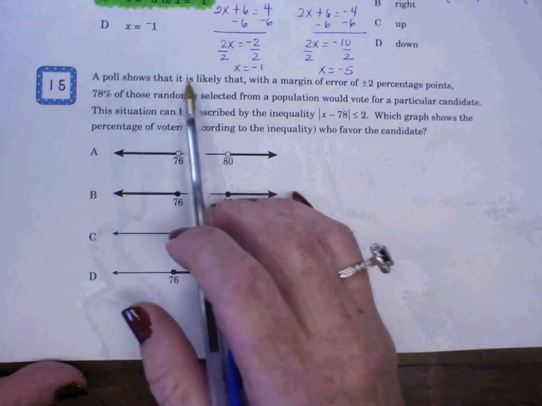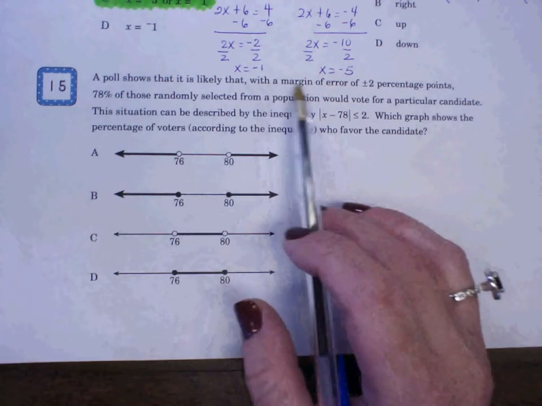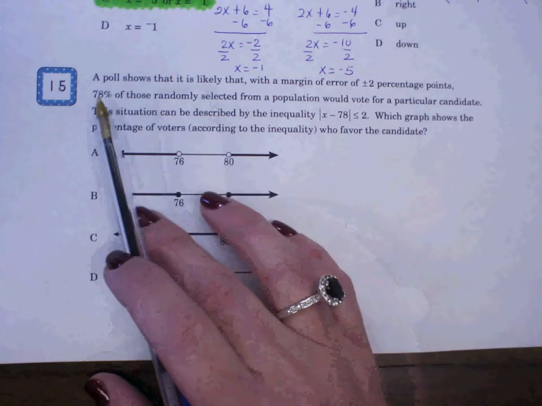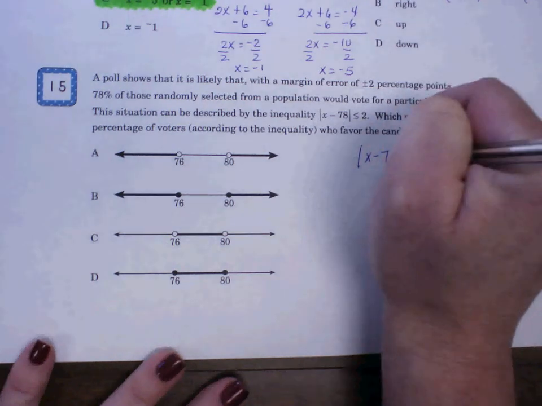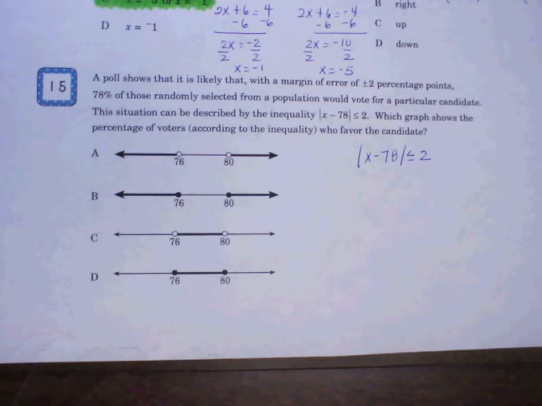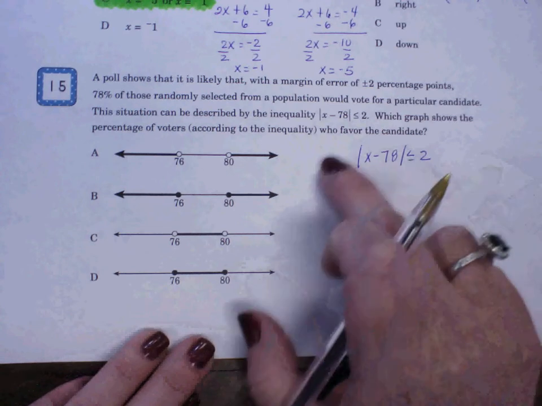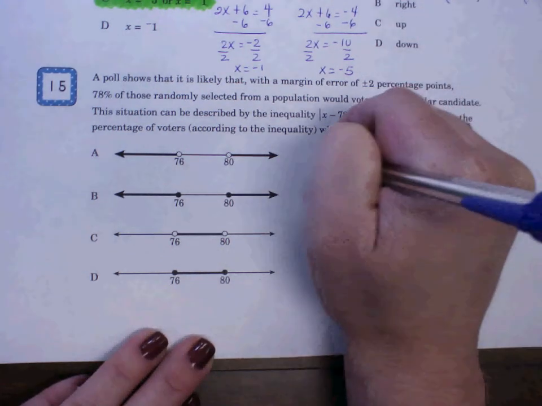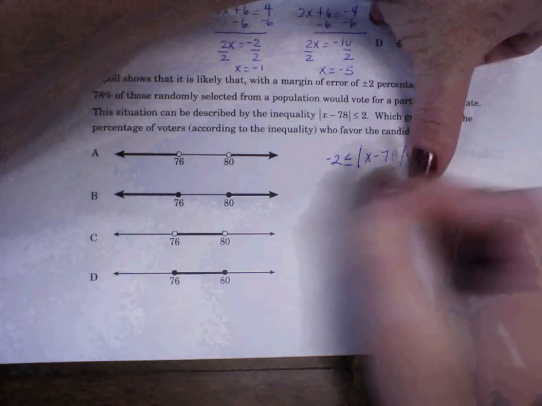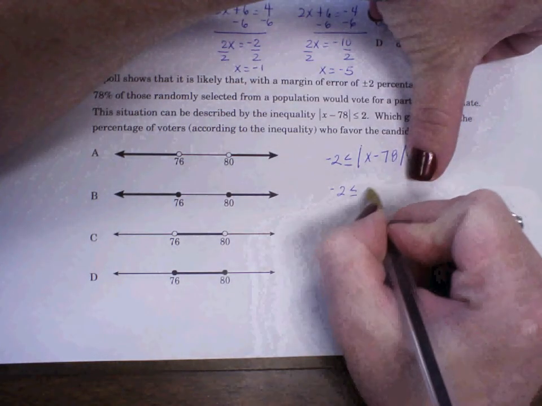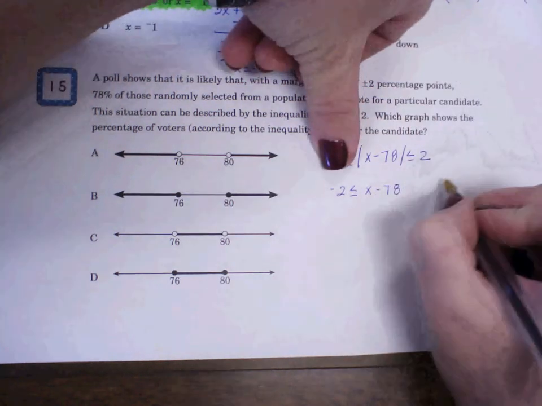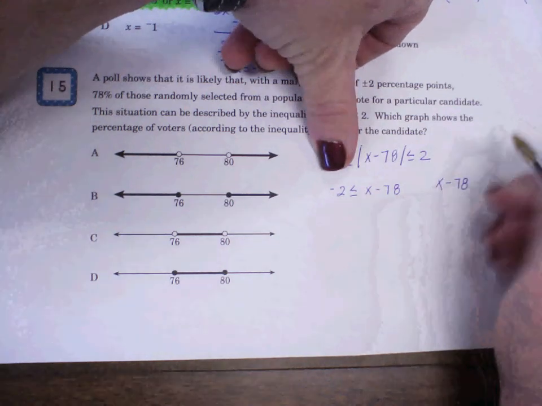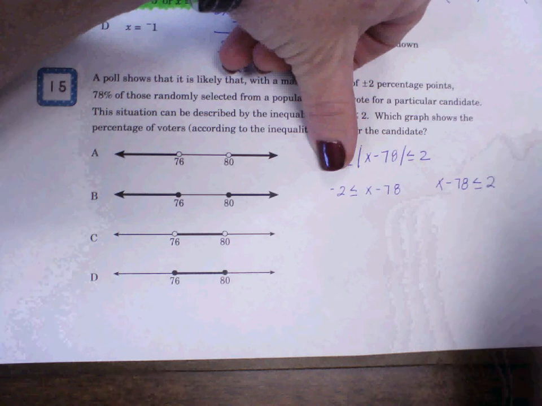All right, the last one, and you guys are done. The poll shows that it is likely that with a margin of error of plus or minus 2 percentage points, 78%. I think this is on one of your tests, but let's go ahead and do it. The absolute value of x minus 78 is less than or equal to 2. Remember, you've got to move that sign to the front, but that 2 becomes a negative 2. Cover the back: negative 2 is less than or equal to x minus 78. Cover the front: x minus 78 is less than or equal to 2.